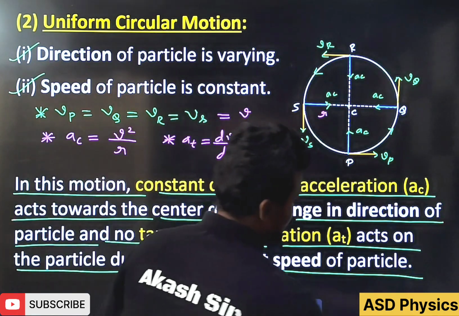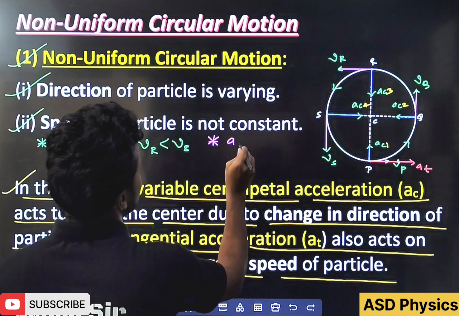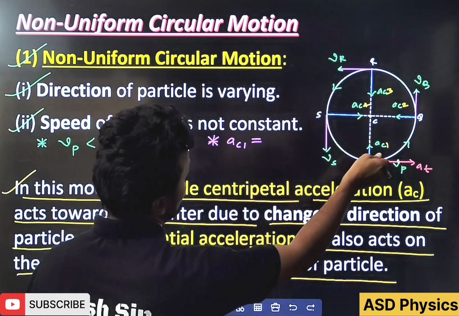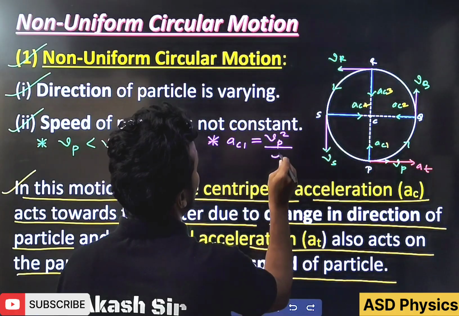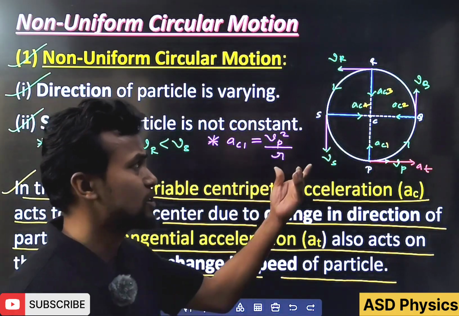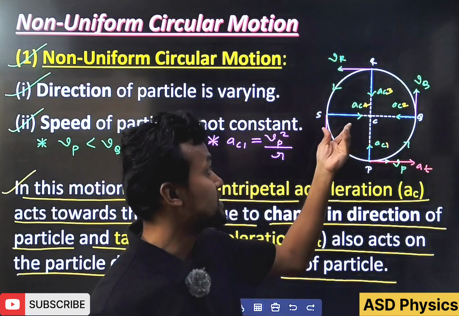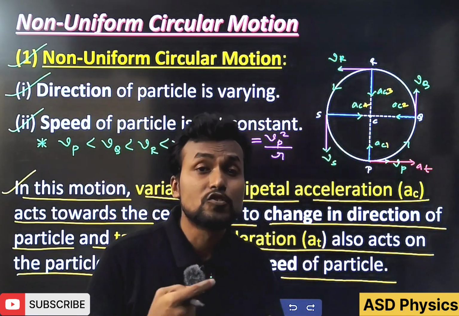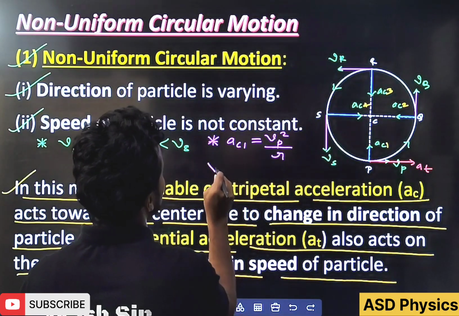Now after that, let's see here centripetal acceleration. Let's take at point 1, this AC1, I can write here Vp square by R. Similarly AC2 is Vq square by R, AC3 is Vr square by R, and AC4 is Vs square by R. So the magnitude will keep on changing. Direction is towards the center, but the magnitude will keep on changing.